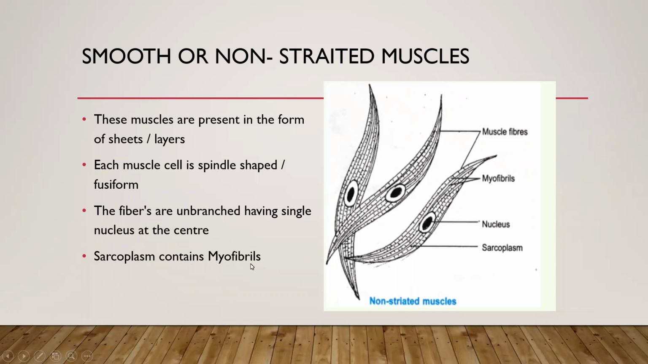Sarcoplasm contains myofibrils. We had studied last time what is sarcoplasm. The cytoplasm of the muscle cells is called sarcoplasm. So this is the nucleus. This is the cytoplasm, and cytoplasm is called sarcoplasm. And sarcoplasm basically consists of myofibrils. See, these are myofibrils. So sarcoplasm basically consists of myofibrils.